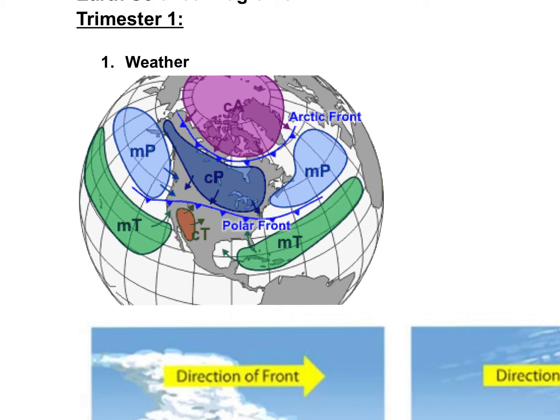So you're seeing the mP, the cP, cT, mT, cA. Wait, what did all that stand for? Oh, that's right. Continental is the little c, meaning that it's going to be a dry air mass. And then little m is going to be maritime, meaning that it's going to be a moist air mass that formed over the ocean. Remember that air masses are always defined based on where they form. Right? That's what we call the source region.